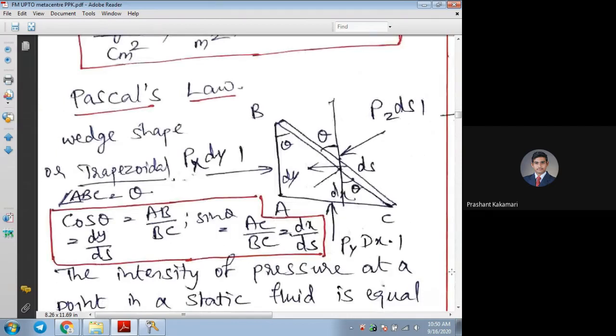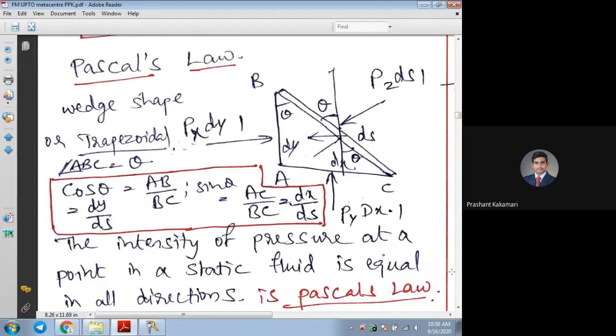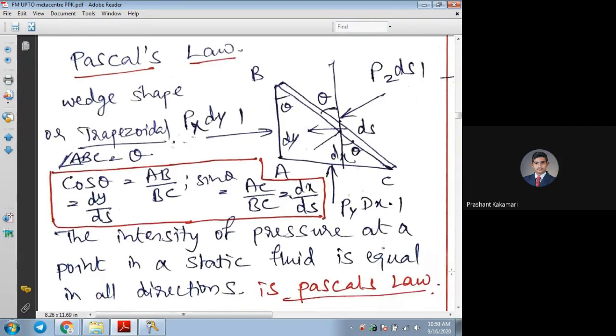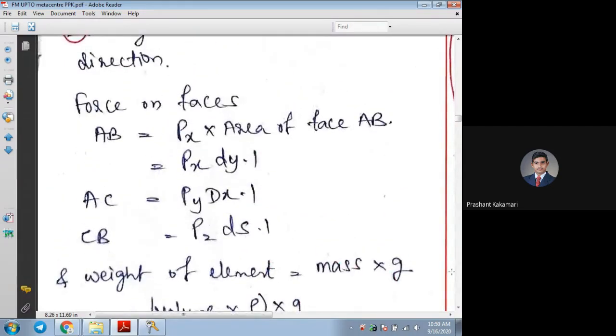On AC face, what is acting? Py dx into 1. Okay. On BC face, what is acting? Pz ds into 1. Pressure into area, that is force. Those are all the values they have taken here, all the directions, all the forces.